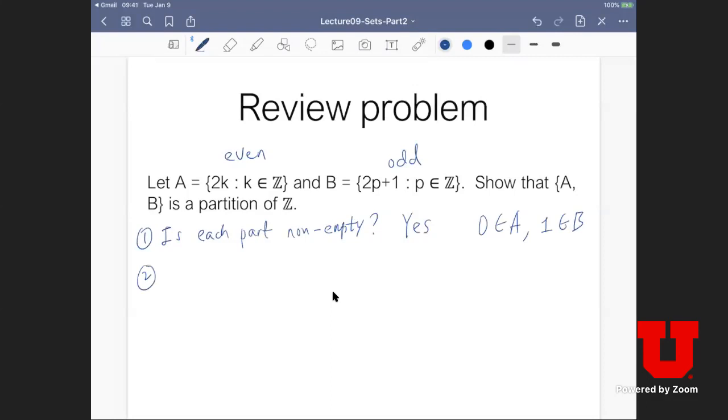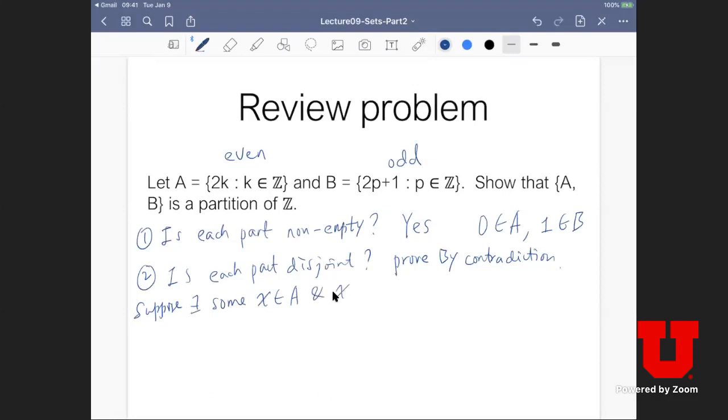Now the next thing is, is each part disjoint? You want to prove that if an element is in A, then it's not in B. You can prove this by contradiction. So what we do is suppose there exists some number x that is in A and is in B. So that means the intersection of A and B is non-empty. Now if it's in A, then it's equal to 2 times k for some k in Z.